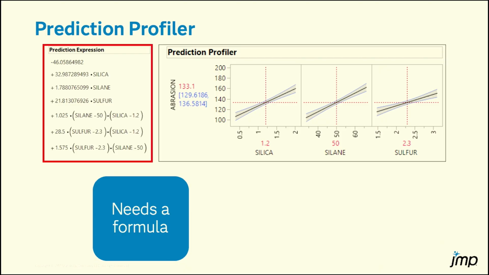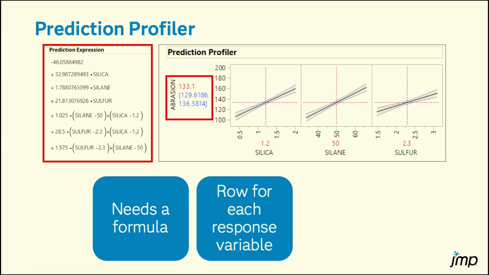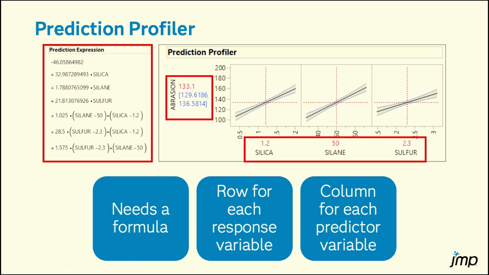You can also come with your own equation and use the profiler in JMP. So I'll show you some of that later. But most of the usage of the profiler is because JMP has fit this and given you the equation, and now it's showing you what that looks like visually. So it needs a formula in the background. It's going to give you one row of these panels for each of your responses. Here I only have one response I'm showing you. And it's going to give you one column of a panel for each of your predictor variables or each of your factors.